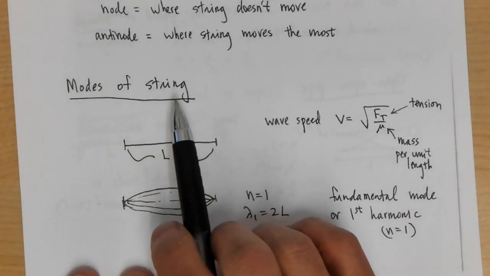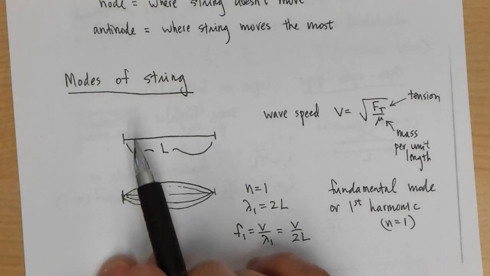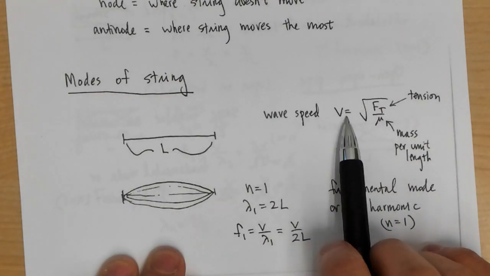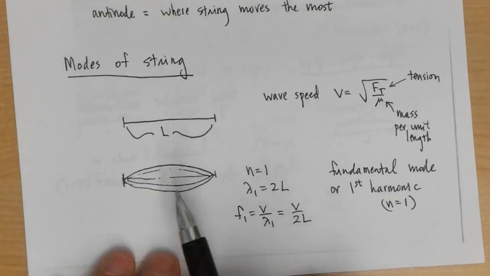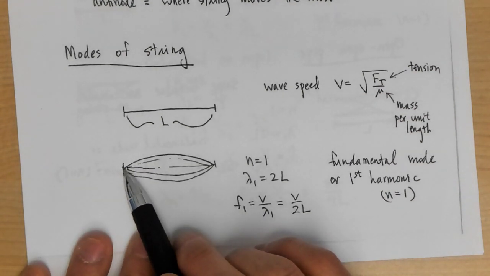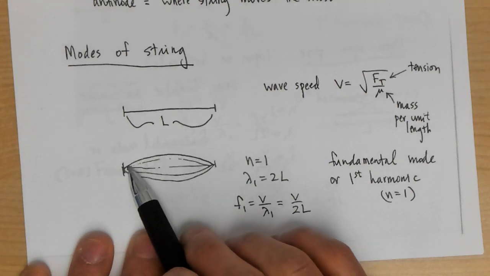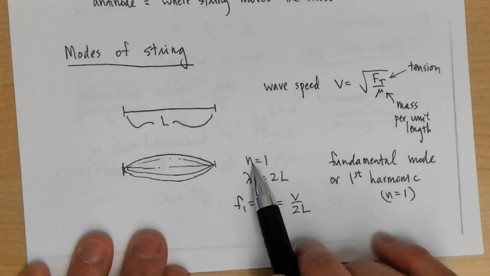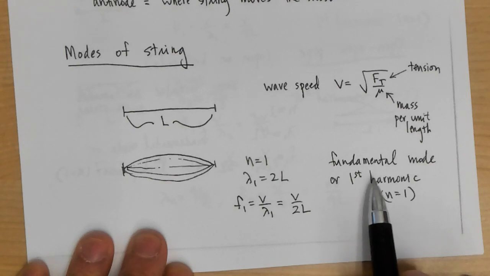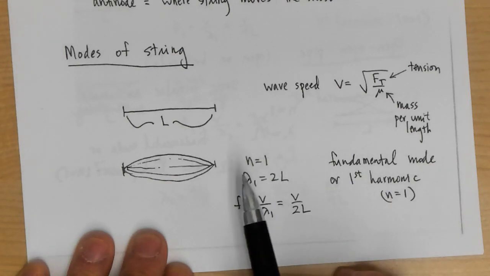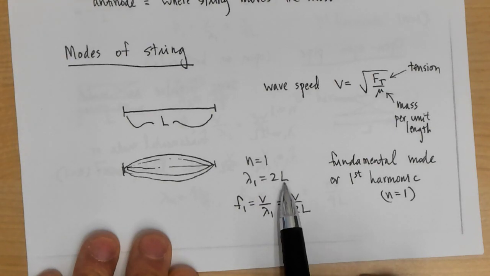Now we can talk about the modes of the vibrating string. If I have a string of length L, we set the wave speed v equal to the square root of the tension over mu, the mass per unit length. The longest possible wavelength is when I have half a wavelength, this sort of football-shaped object, filling the whole length of the string. This is what's called n equals 1, or the fundamental mode, or the first harmonic. And lambda 1, the wavelength, is equal to 2 times L.